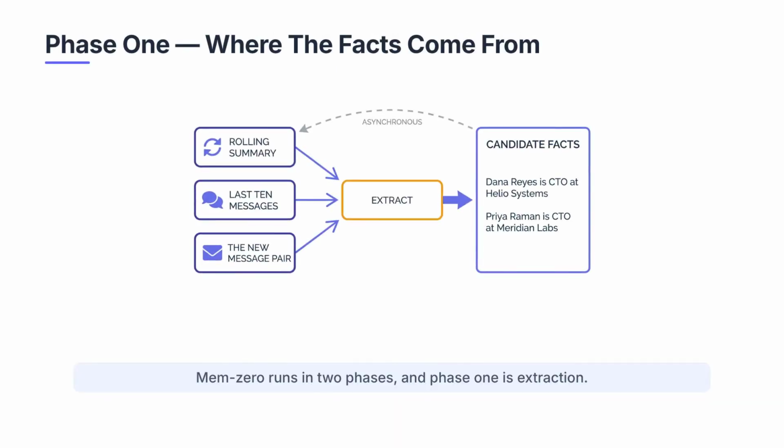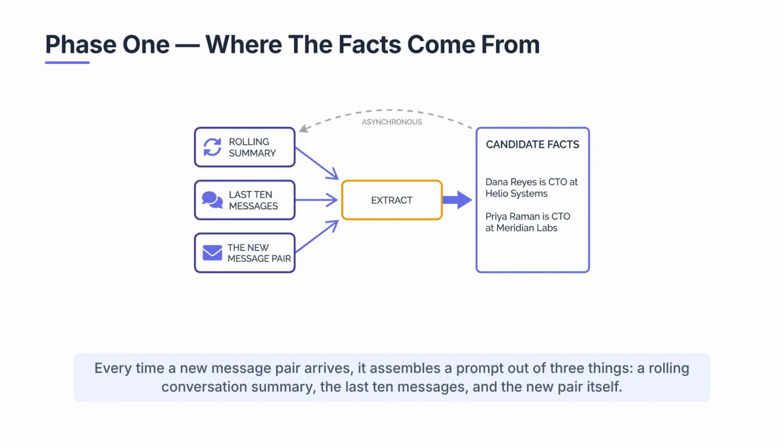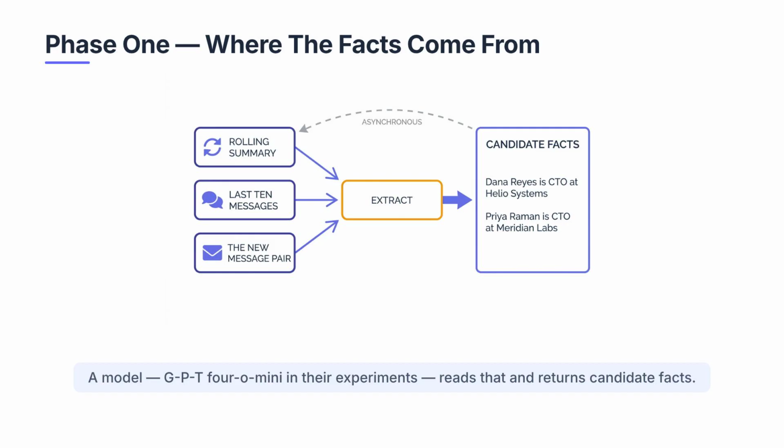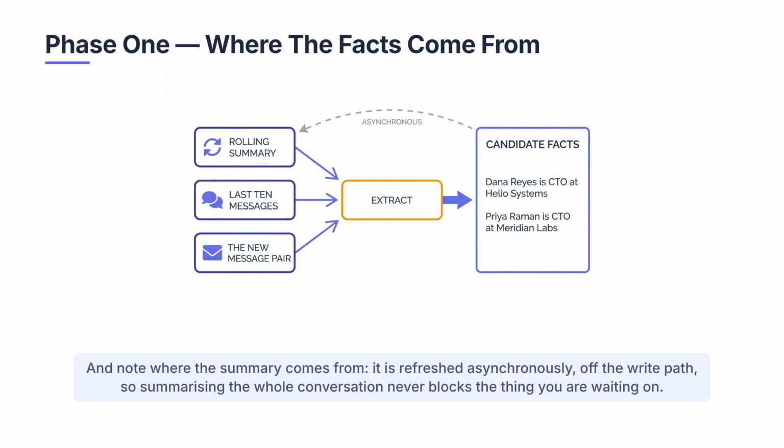Mem0 runs in 2 phases, and phase 1 is extraction. Every time a new message pair arrives, it assembles a prompt out of 3 things: a rolling conversation summary, the last 10 messages, and the new pair itself. A model, GPT-4o Mini in their experiments, reads that and returns candidate facts.